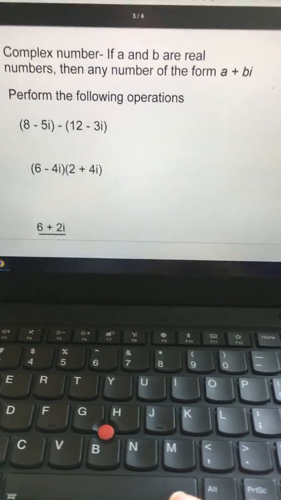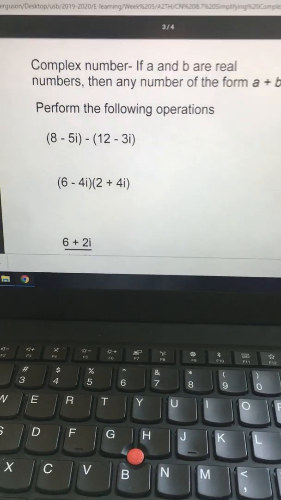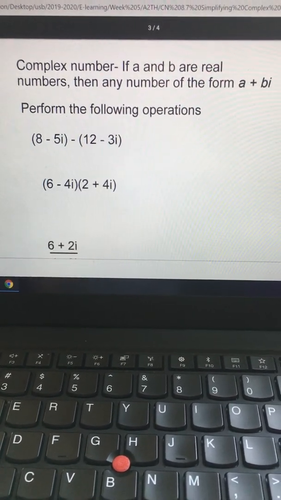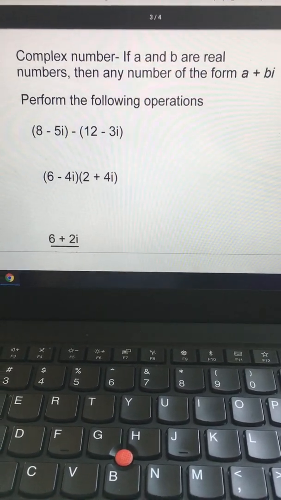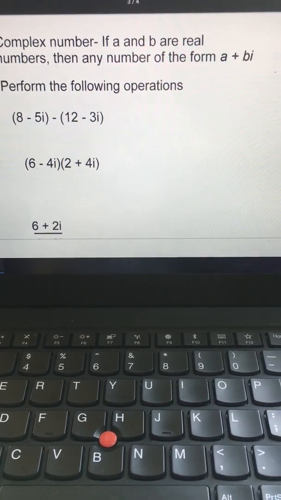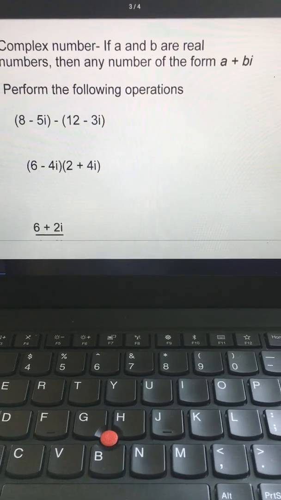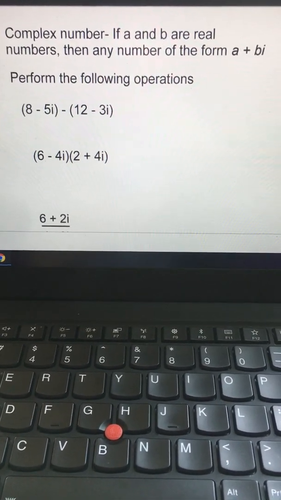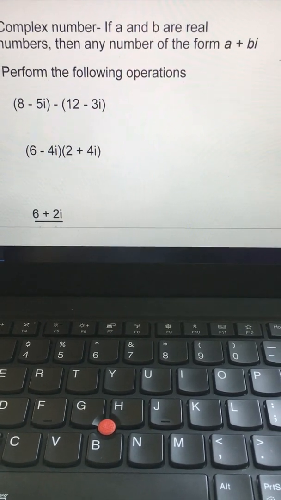Complex numbers. So now you're seeing a complex number in the form a plus bi. That's a complex number. You have a real part and an imaginary part. So that is what we call a complex number. We have a real and an imaginary part, or even just imaginary, because a could be 0 and we still have a complex number. And you're just asked to perform the operation. So you're still simplifying. You're adding, you're subtracting, you're multiplying, you're dividing, whatever you're given.